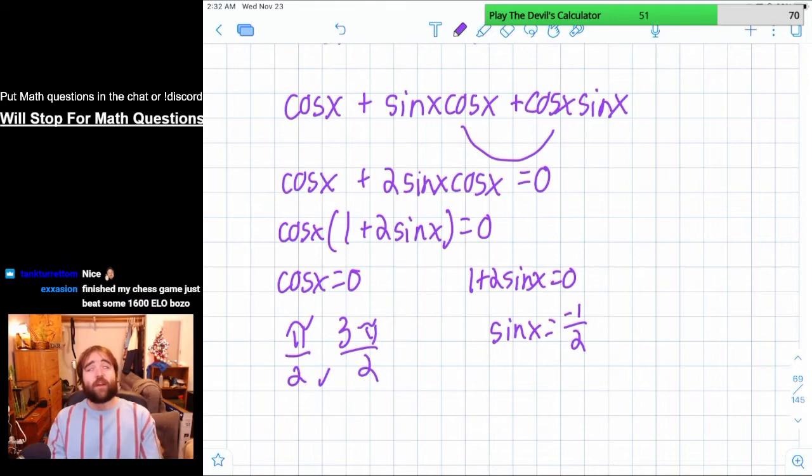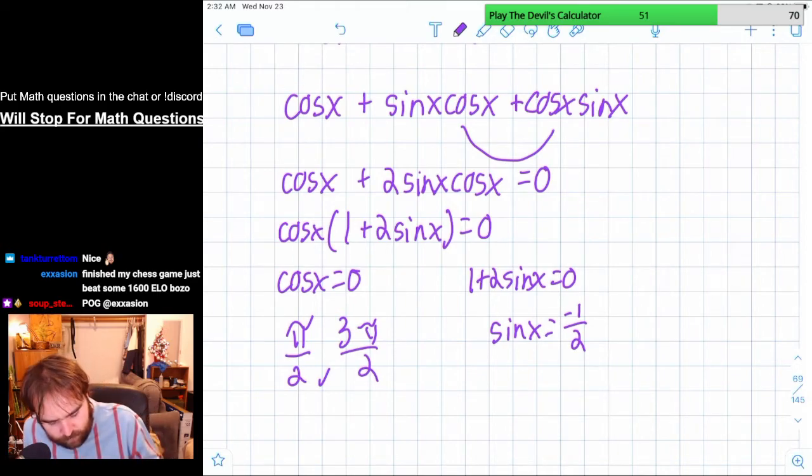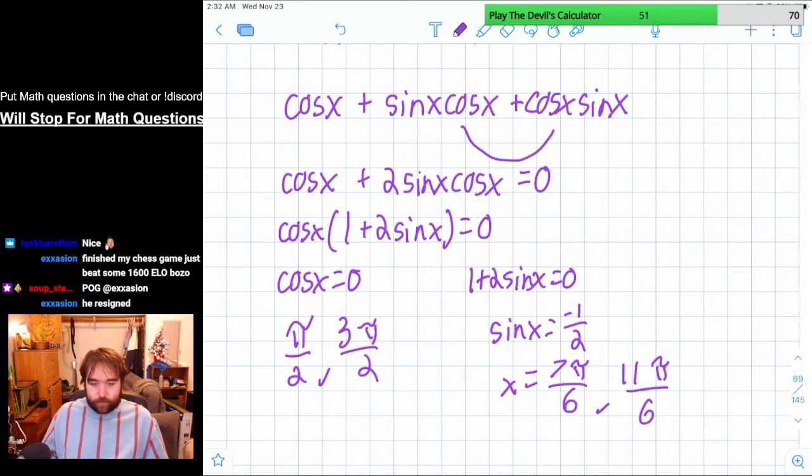And when is the sine of x equal to negative 1/2? Well, it's equal to 1/2 at the pi over 6's, but then it's negative. So all students take calculus, so it's in the third and fourth quadrant. So that's 7 pi over 6 and 11 pi over 6. In radians, of course, as always.